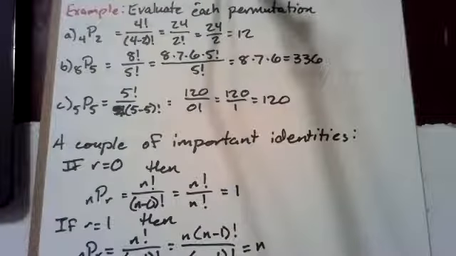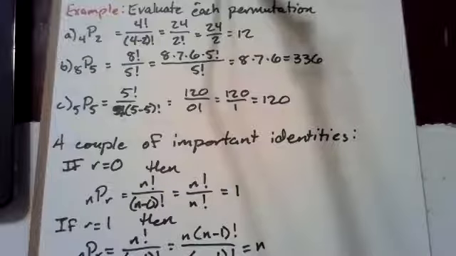As an example, we'll evaluate these permutations. 4 pick 2 is 4 factorial divided by 4 minus 2 factorial, which is 24 over 2, which is 12. 8 pick 5 is 8 factorial divided by 5 factorial, which is 8 times 7 times 6 times 5 factorial over 5 factorial, which is just 8 times 7 times 6, or 336.